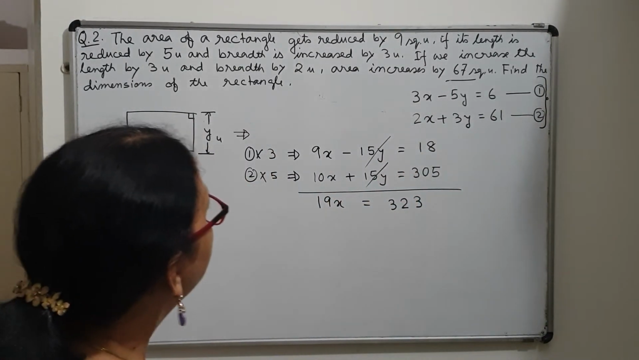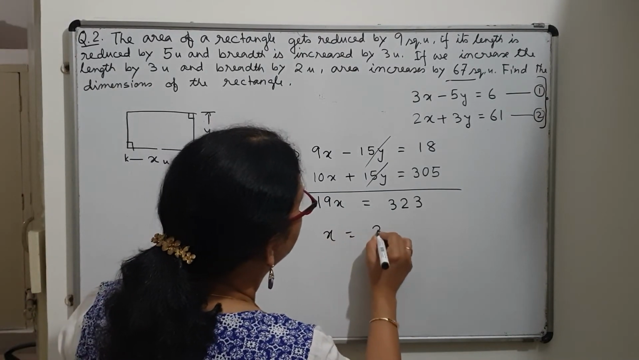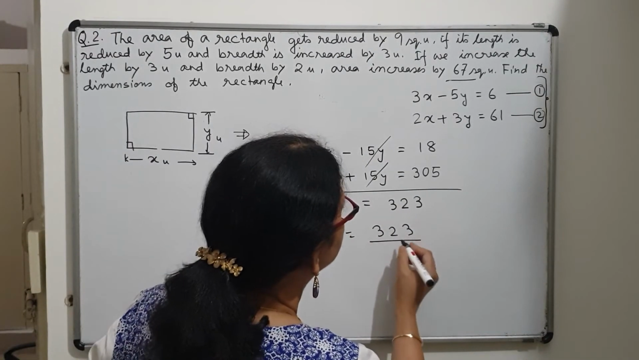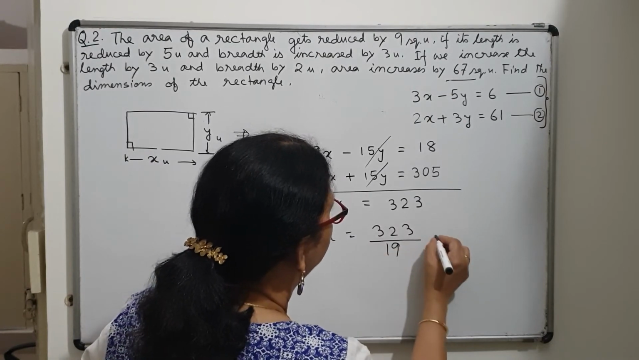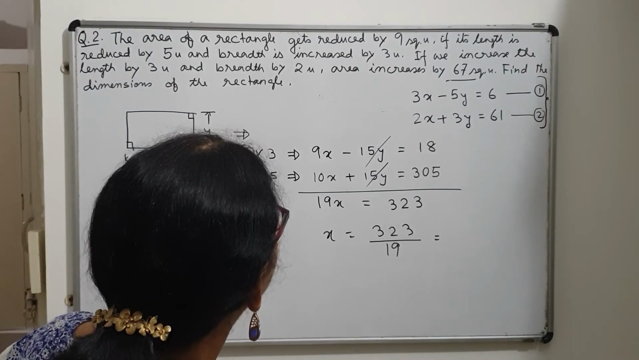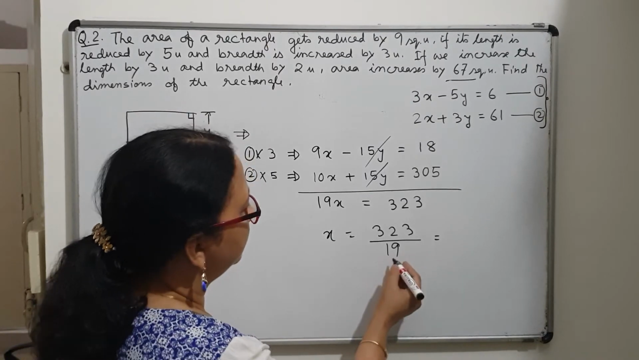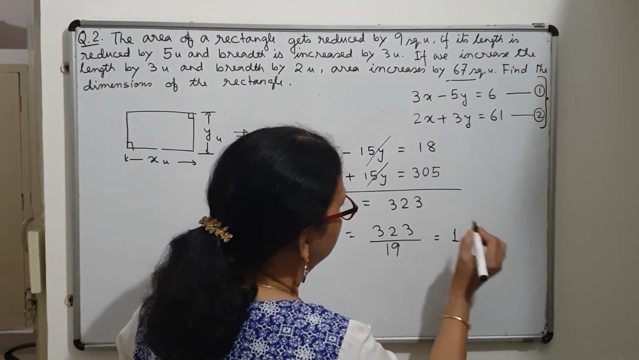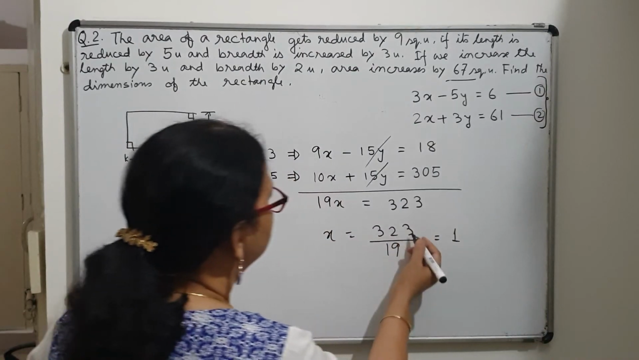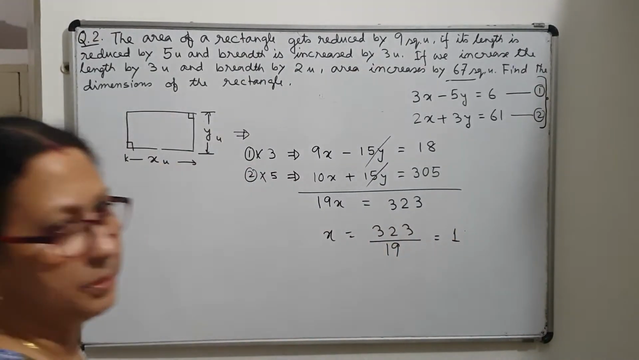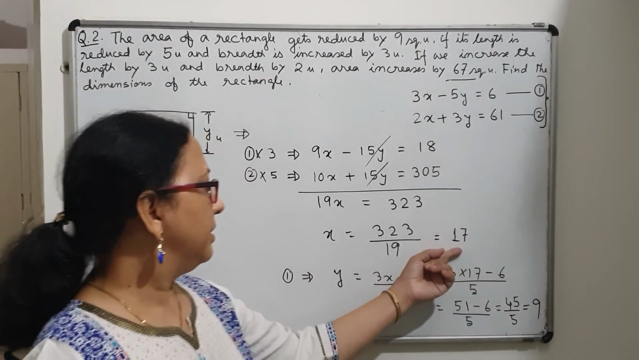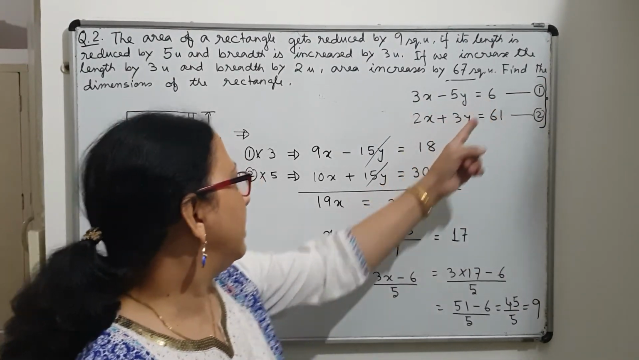So x is equal to 323 by 19. Nineteen times 17 is 323, so the value of x is 17. And the value of y I will get from equation 1.